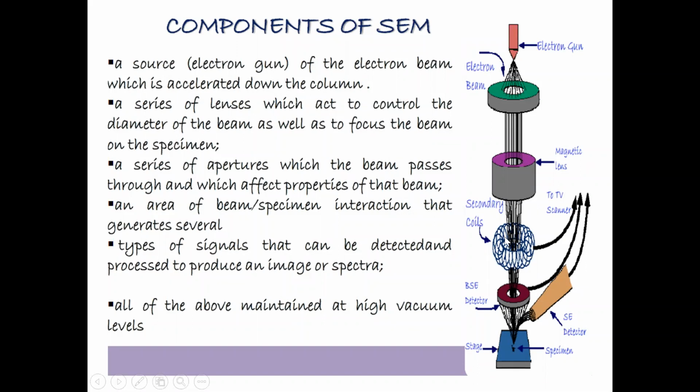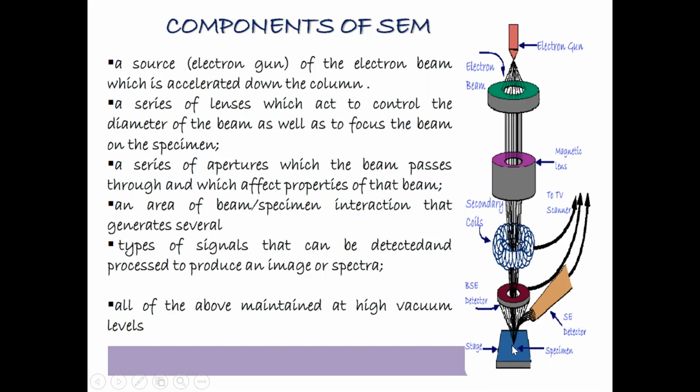Now here the scanning coils are there. Your electrons are allowed to pass through the scanning coils, and then the base here has the BSE detectors, and here is the stage where your sample is placed.